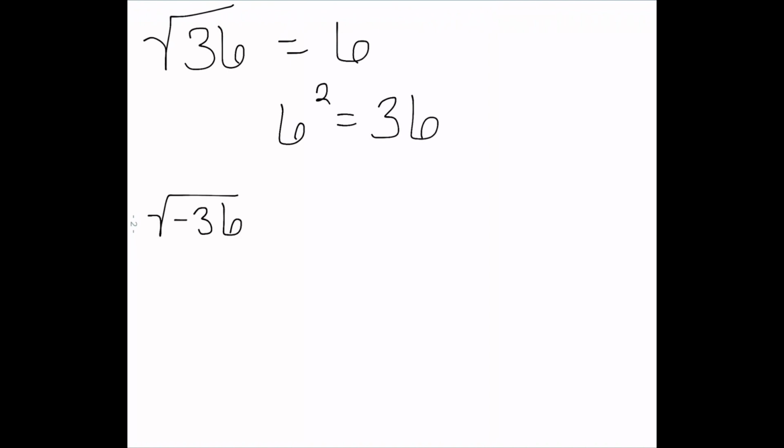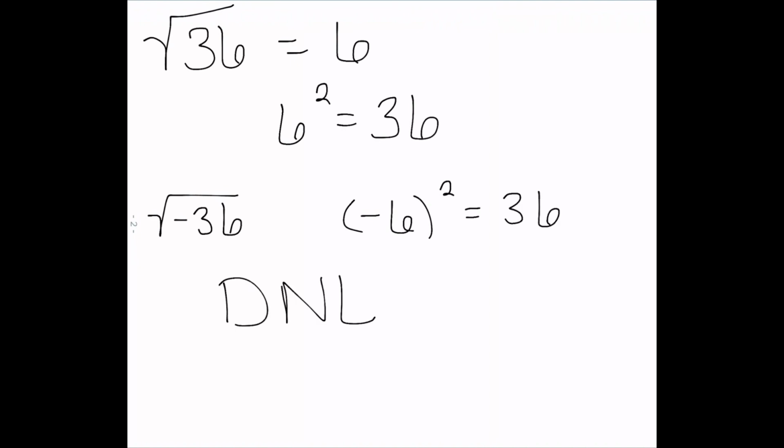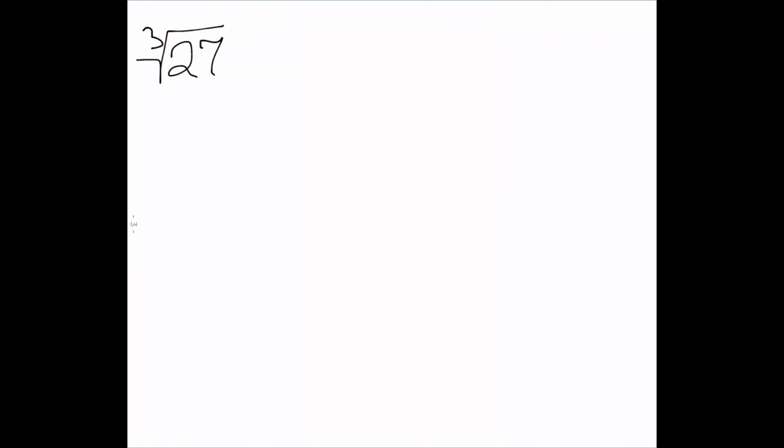What about the square root of negative 36? Well, we know 6 squared is positive 36, and we also know that negative 6 squared is also positive 36. And in fact, nothing here, because if the root was positive, a positive times a positive is a positive. If the root's negative, a negative times a negative is a positive. So square roots of negative numbers do not exist.